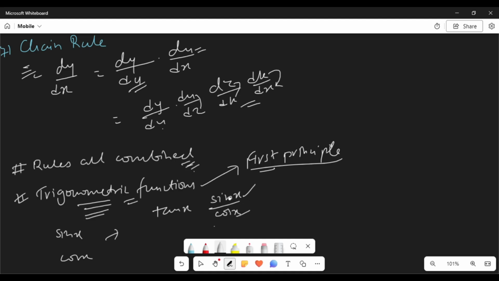So understand these rules are very powerful, and you have to understand these. Okay, in the next video, we'll derive the formulas for the derivatives of trigonometric functions.